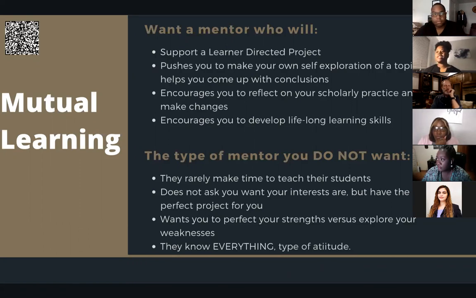Somebody who wants to perfect your strengths versus explore your weaknesses. So this idea of, okay, you are really, really strong in this part of lab work. Where's the room for growth? You want to challenge yourself to work on these weaknesses so that you can become a more well-rounded researcher, well-rounded person. And then lastly, excuse my typo, but they know everything.